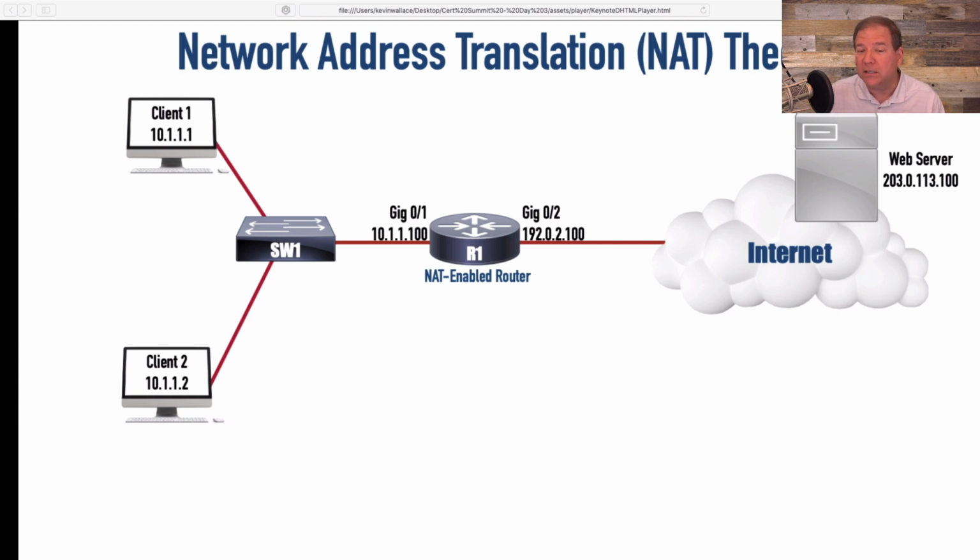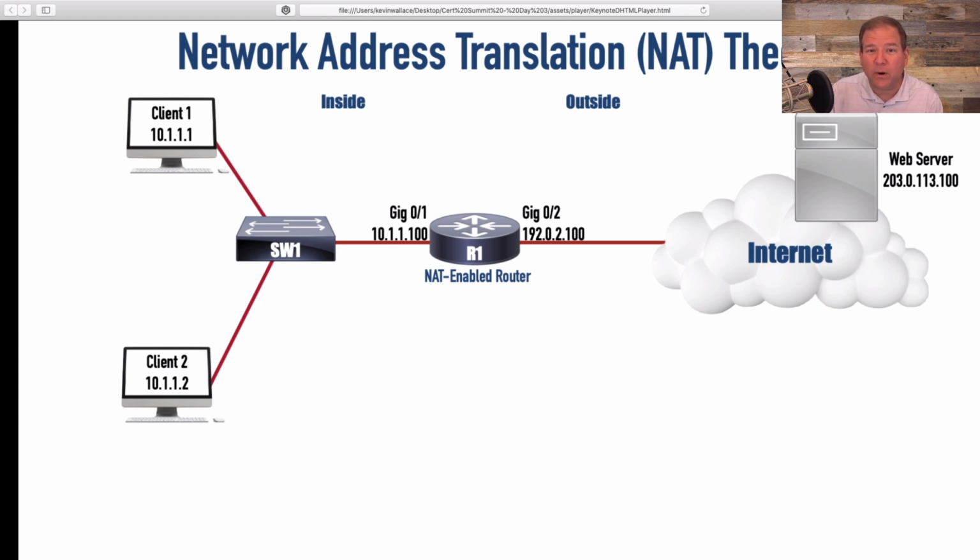But R1 is a NAT-enabled router. So what's going to happen is the packet comes into R1 and it's destined for 203.113.100, and we're going to translate it. Now, before we get into this, there's some terminology we need to understand. We need to understand the inside versus the outside. That's going to be an important term in a few moments, because when you're configuring NAT, how does the router know? It doesn't know what you consider to be the inside of the network and the outside of the network, so we've got to tell it.